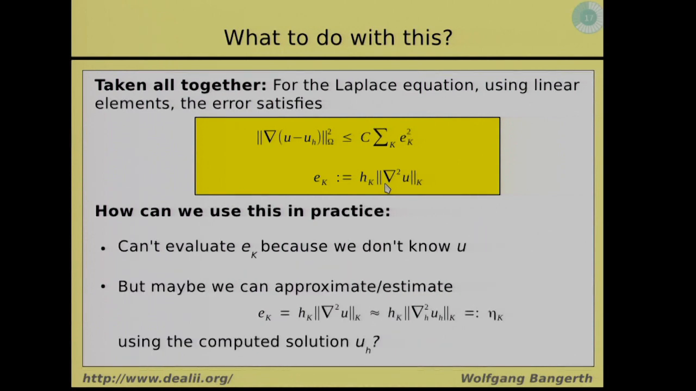Because I cannot compute these EKs because they involve the exact solution, I need to approximate it. And of course, the idea that one naturally has is to approximate it by replacing the exact solution u here by the discrete solution. And then, as you will see, I will also have to approximate the gradient by some discrete something that helps us compute something like a second derivative. The question is, of course, how do you do this?